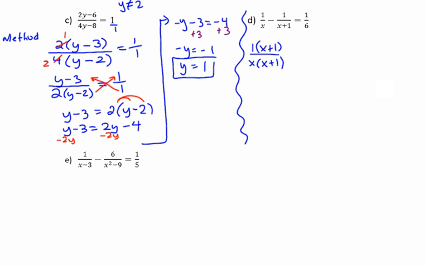Take the photo. Okay, minus. What's this guy missing? Not a y. It's actually what letter? An x. So we're going to multiply top and bottom by x.